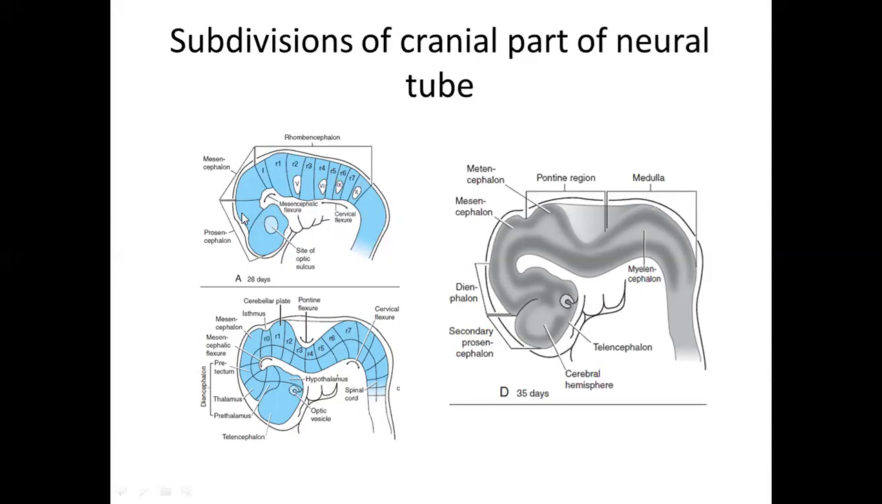And this prosencephalon will further divide into telencephalon and diencephalon. So diencephalon, by way of the hypothalamic sulcus, will divide into a ventral hypothalamic part and a dorsal thalamic part, which includes prethalamus or epithalamus, thalamus proper, and pretectum, right? There is also a development of an infundibular stalk from this diencephalon, as well as the optic vesicle. The optic vesicle will give rise to the optic nerve and the rest of the retina and other structures of the eye.